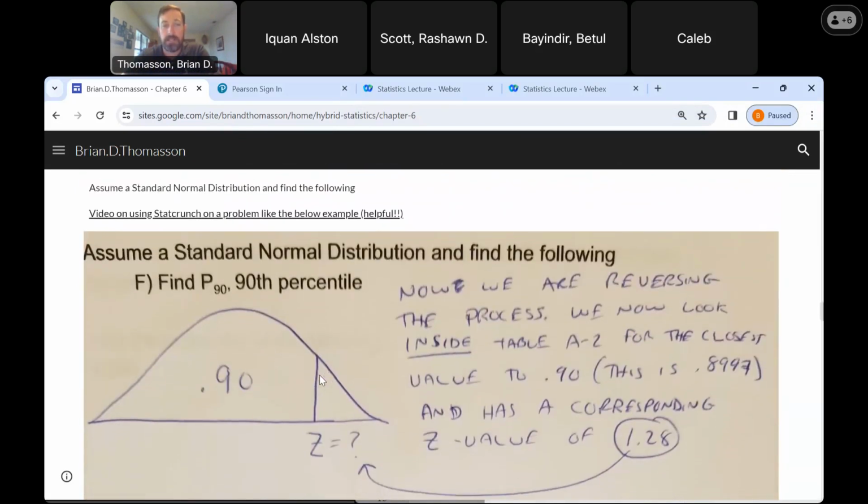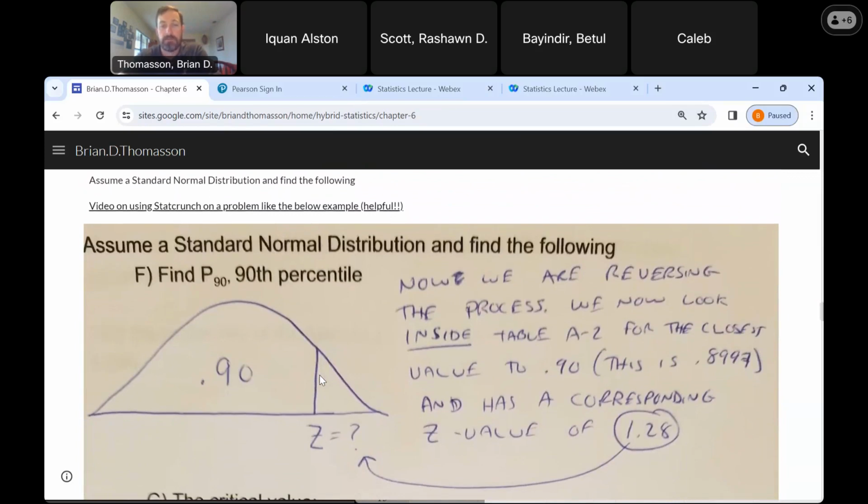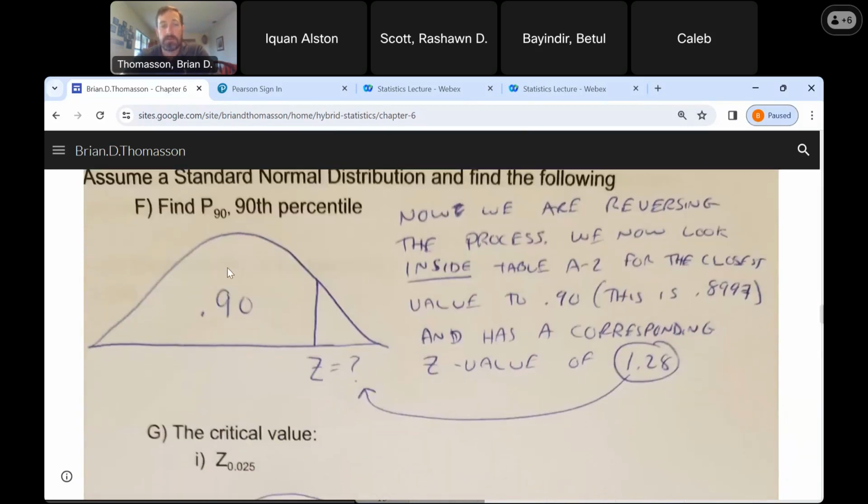All right, so let's see how this next set of problems changes things. Assume standard normal distribution. So let's remind ourselves what standard normal means. Standard means a mean of 0, standard deviation of 1. So the same as what we've been doing. But now we're supposed to be finding the 90th percentile. Let's see what we're talking about when we find this.